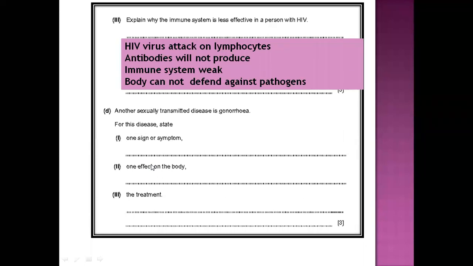Very nice, Lojan, very good. Very good. Very good.